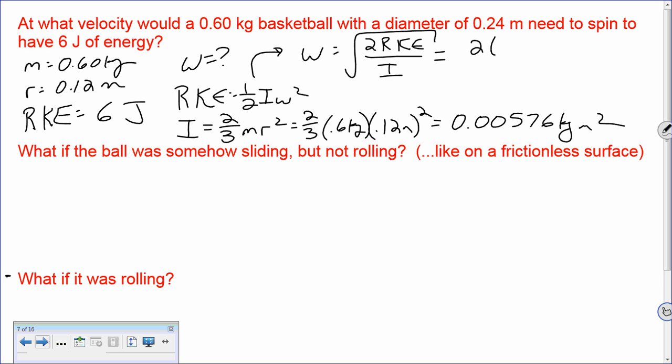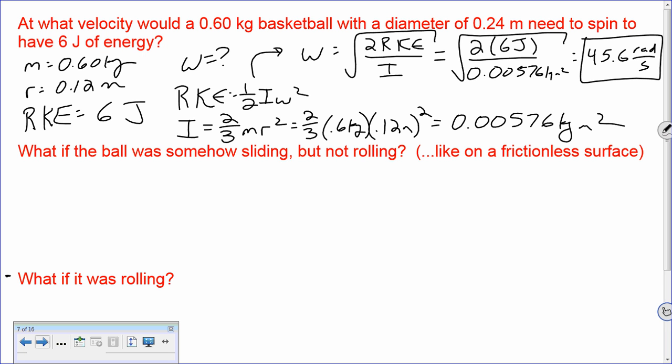You get 2 times 6 joules over 0.00576 kilograms meters squared. Don't forget the square root. And if you do that, you get a number, 45.6 radians per second. All right, that was honestly, of the 3 parts, I think the hardest one. Or maybe not hardest, most tedious.